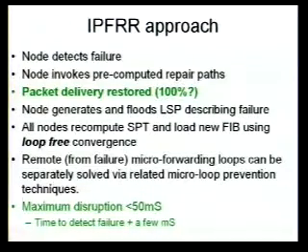We need to detect a failure. We need to invoke the pre-computed path. We need to have packet delivery restored using the pre-computed path. We then generate LSPs and notify other folks. We recompute in the background the new FIB using loop-free convergence. We then need to solve some micro-loop problems that are there in today's network and that we've primarily discovered through the IP Fast-Reroute work.